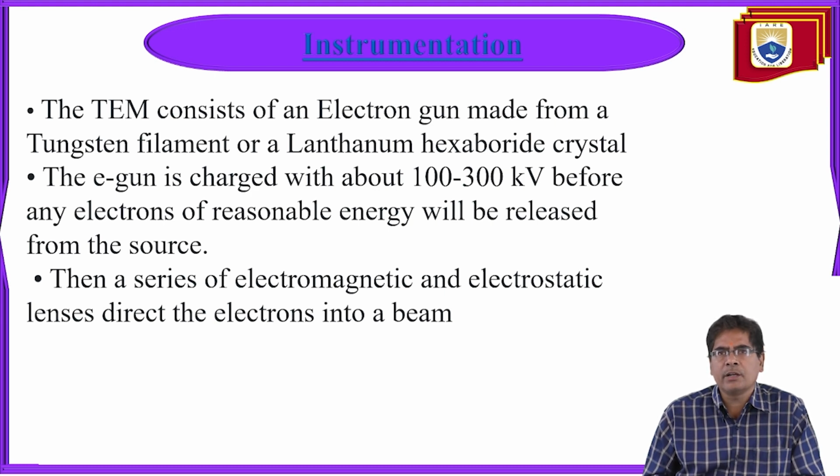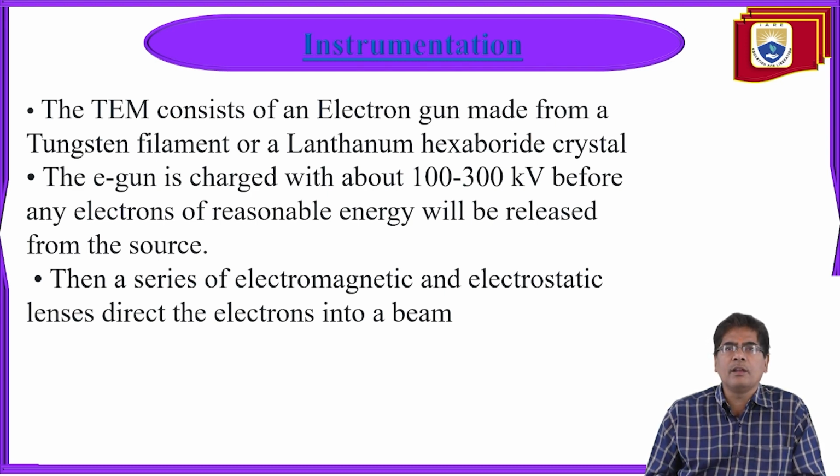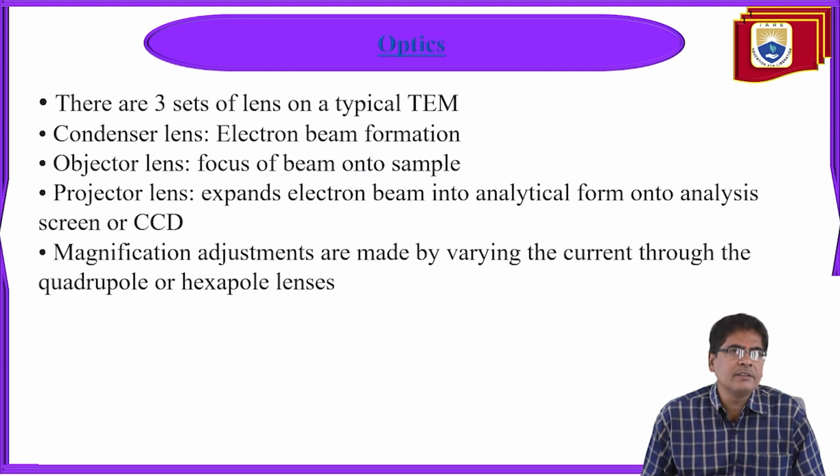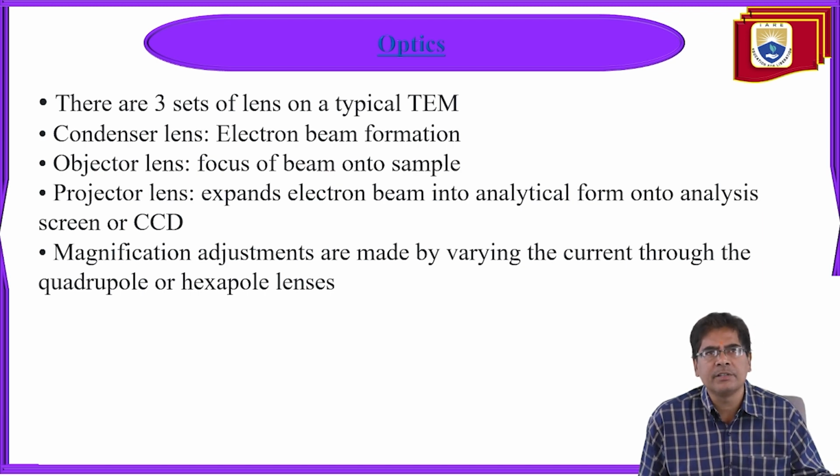Then a series of electromagnetic and electrostatic lenses direct the electrons into a beam. So this is what we observe from the instrumentation. There are three sets of lenses in a typical transmission electron microscope.